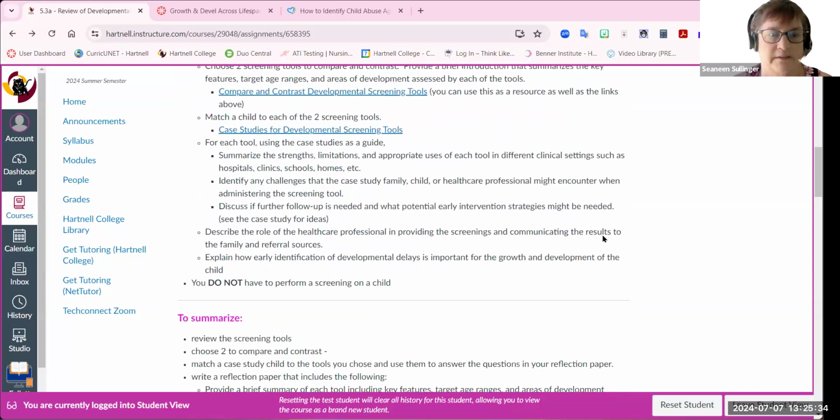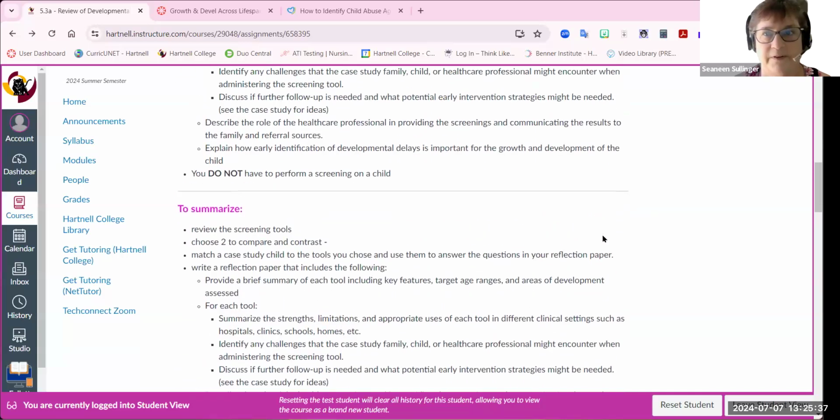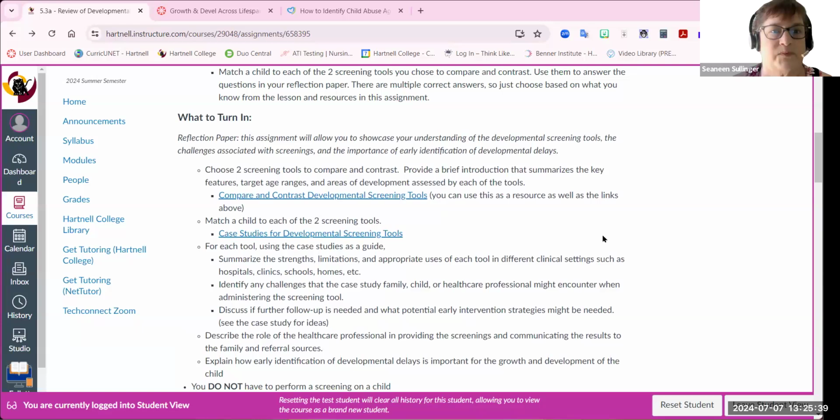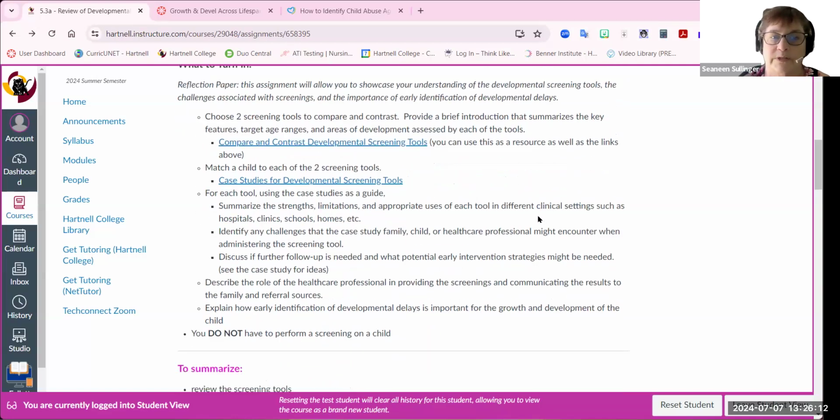So what you turn in, and there's also a little summary because I can be very verbose. So you're going to do a reflection paper, right? To showcase your understanding of the developmental screening tools and early identification of delays and challenges associated with the screenings. Because if I'm going to give the M-CHAT, that might be kind of challenging. So what kind of environment would I need to have in order to conduct that screening? Right? So choose 2 screening tools, with a brief introduction that summarizes the key features about each tool. So here's a resource for you.